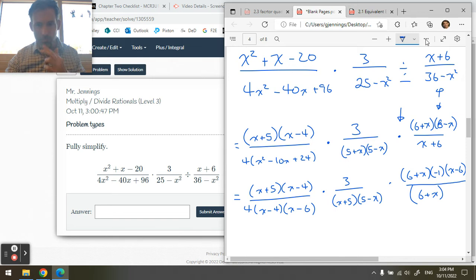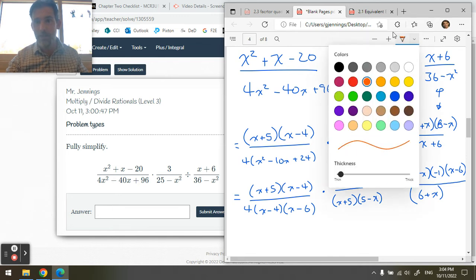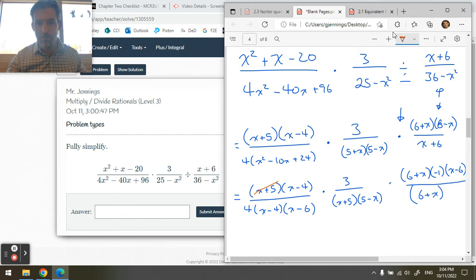Why did you do that? Well, now I'm ready to start the cancel train. But to get x minus 6 ready to cancel this x minus 6, I needed to remove the factor negative 1 to make them the same. So now let's get our cancel pen going. x plus 5 will cancel x plus 5 on the bottom. x minus 4 on the bottom will cancel x minus 4 on the top. x minus 6 on the bottom will cancel x minus 6 on the top. x plus 6 on the bottom will cancel x plus 6 on the top. And then we're left with negative 1 times 3 on the top. So that's going to be negative 3 divided by 4 multiplied by 5 minus x.